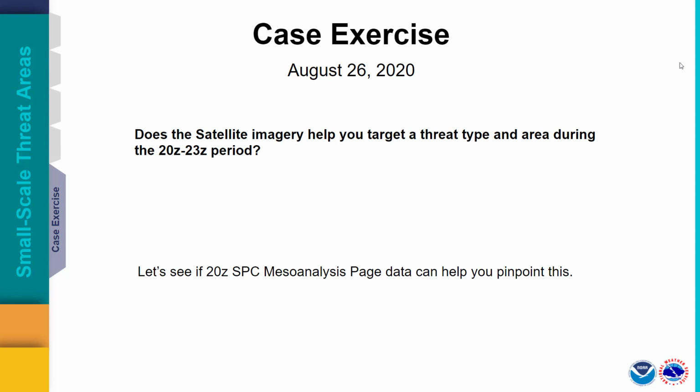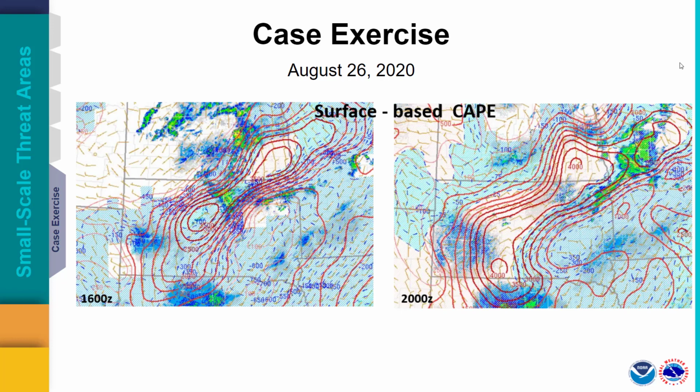Is this enough to target a threat area, type, and time period in messaging for partners and the public? Well, one could address at least some concern that isolated severe storms could develop in west central South Dakota. Now, could the SPC mesoanalysis page help us target this better and with more confidence? Let's look at some 20Z fields.